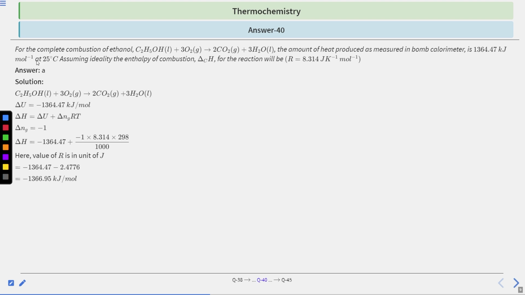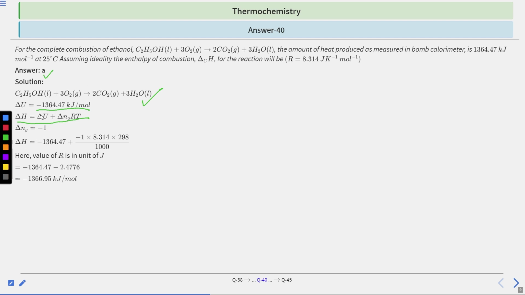Okay, so the correct answer is option A. This is the reaction given in the question already, and the amount of heat produced as measured in the bomb calorimeter is given as 1364.47 kilojoule per mole. And we know this relation between the internal energy and enthalpy change: del H is del U plus del Ng RT. Del Ng here is the gaseous moles changing, which is 2 minus 3, which is minus 1.